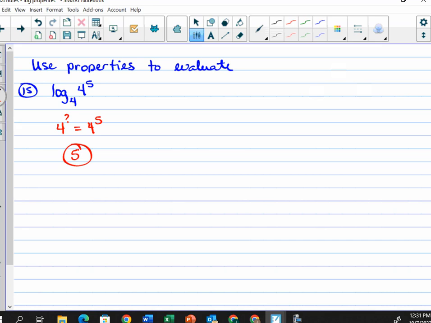The other way is with a property. Guys, do you remember from last year when you have exponents in logs, where can I put that exponent? In front, it becomes the coefficient. So this is the same as 5 log base 4 of 4. Guys, what is log base 4 of 4? 1, yeah. So also an answer of 5. Use whichever one makes the most sense. You will have to use the exponent rule for some of them, but this one you can do either way and it's fine.